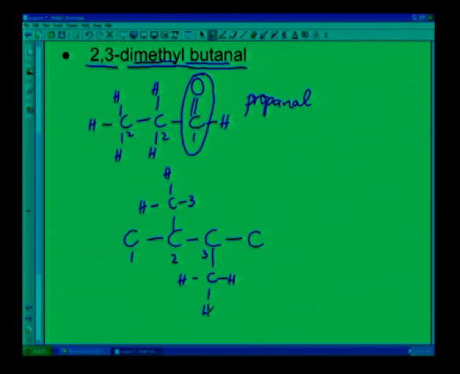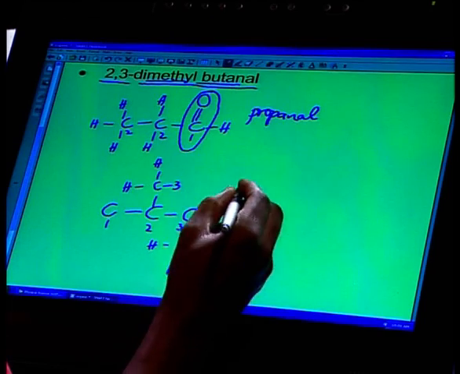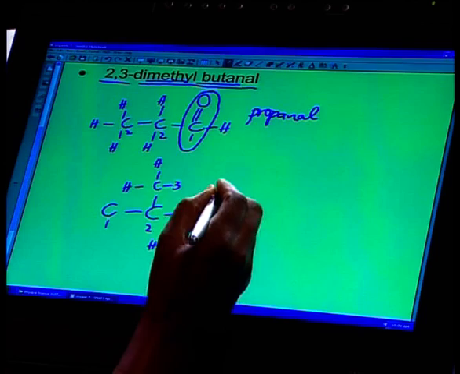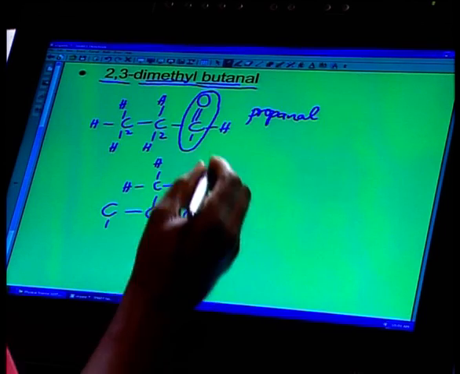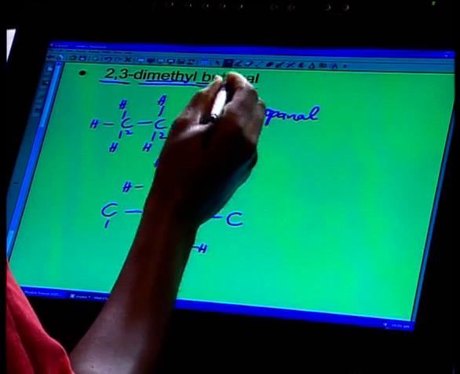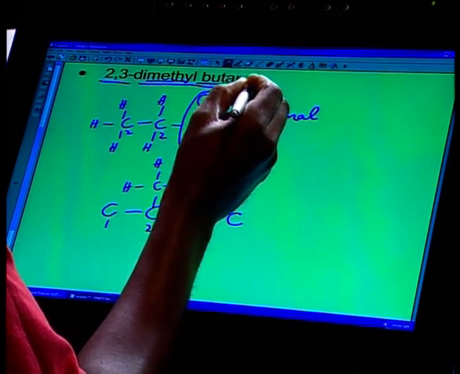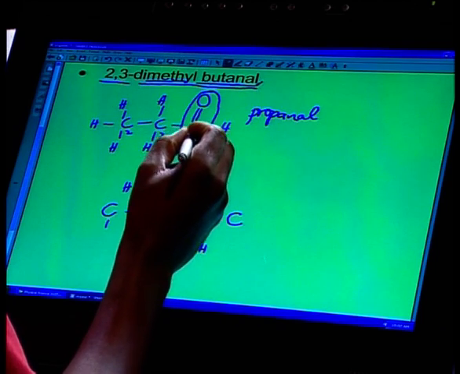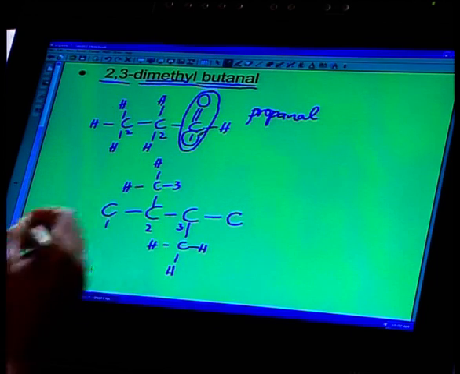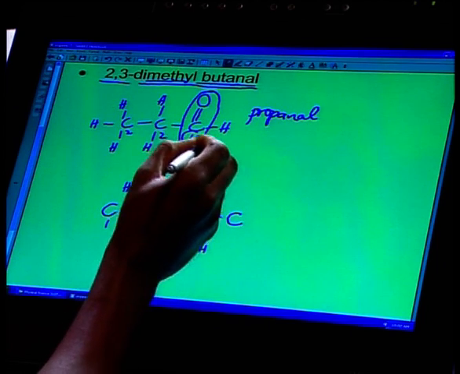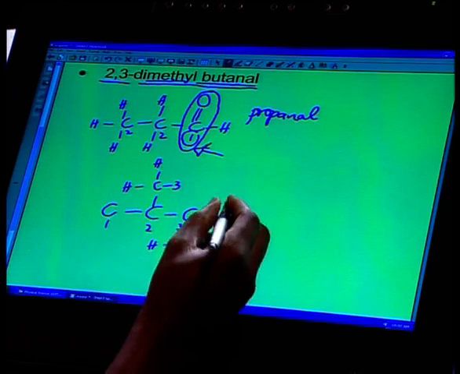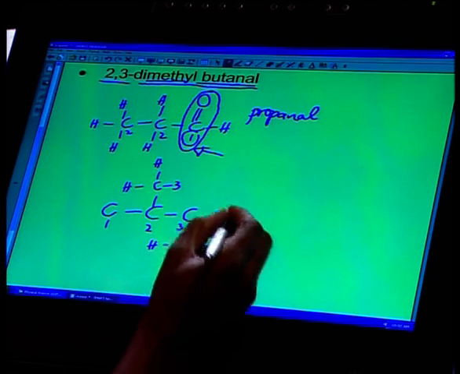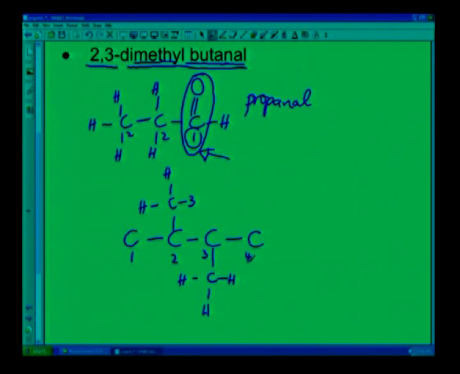Okay, there is the second methyl. So I've got 2,3-dimethyl. Dimethyl what? Butanol. Butanol would mean that, remember, the aldehyde functional group should be considered first in our naming. So I can't have it on carbon number 4 there, then it is not 2,3-dimethyl butanol.